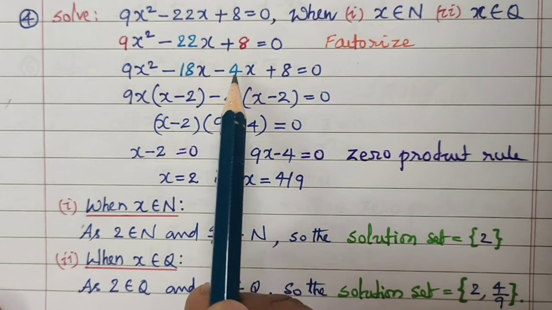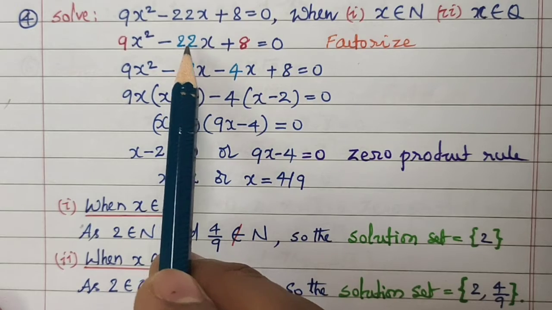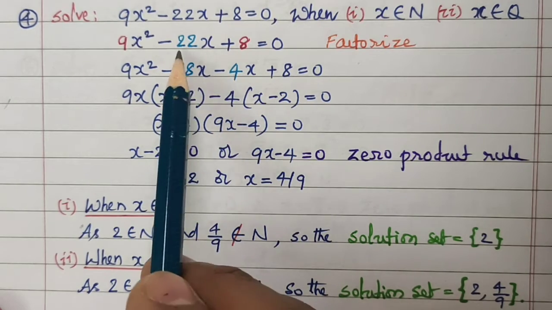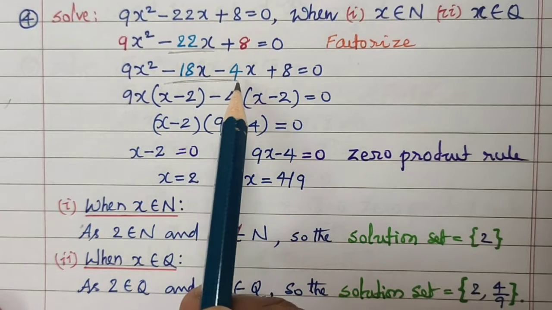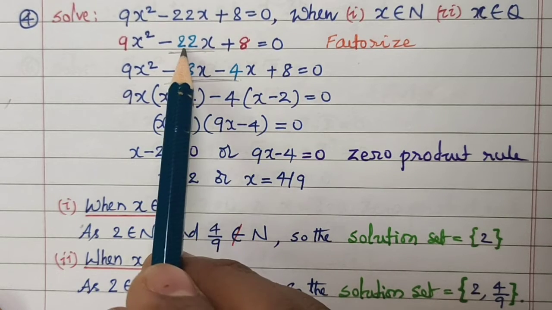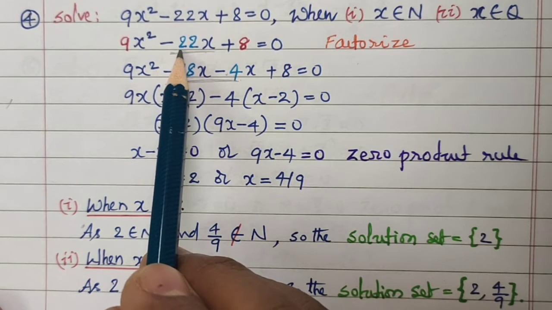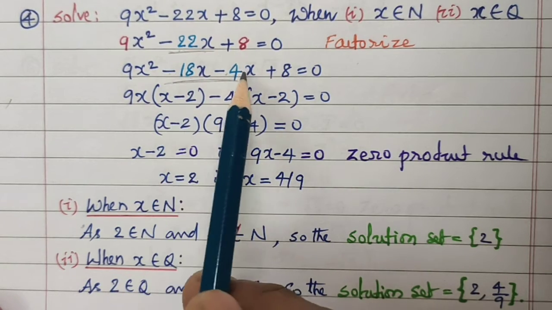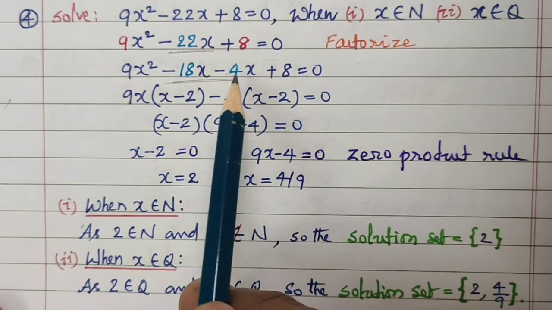18 × 4 is 72, and when you add these two, you will get 22. That's how you should separate these two. See, 22 can be written as 18 plus 4, so −22 is −18 − 4. When you multiply these two, 18 × 4 is 72, and 9 × 8 is 72.